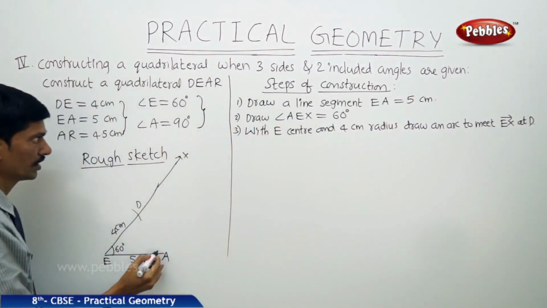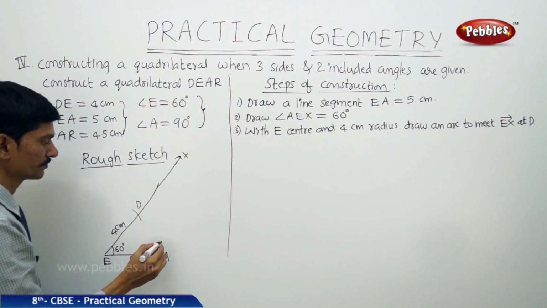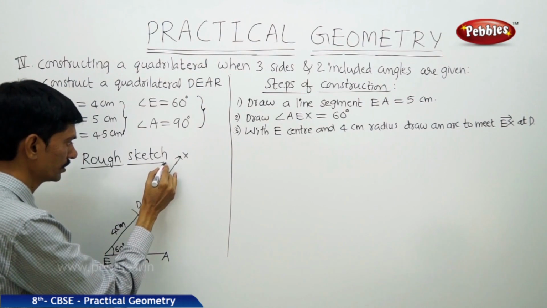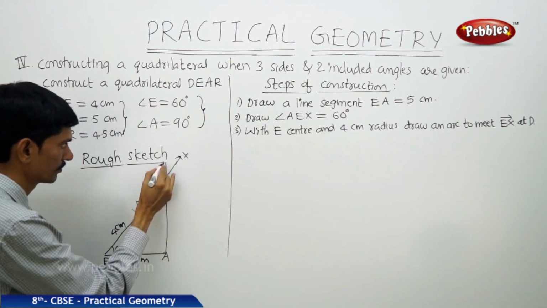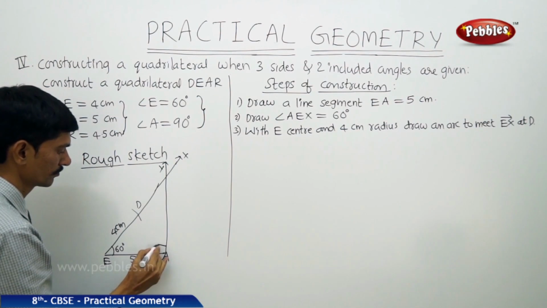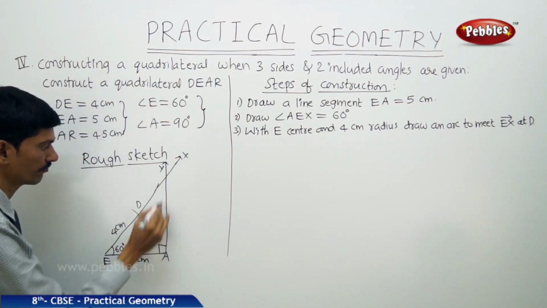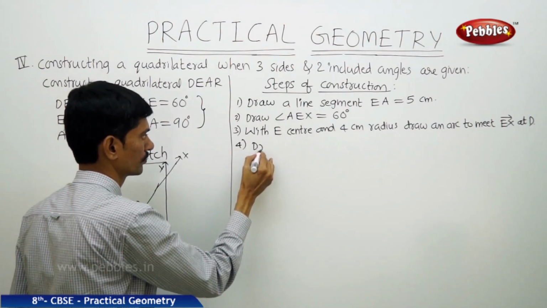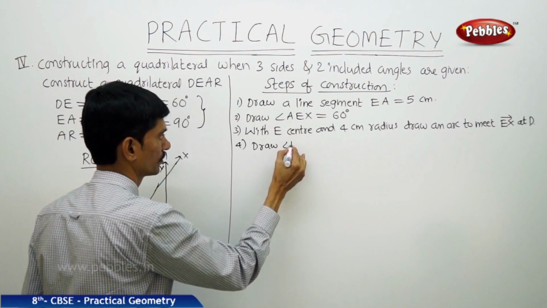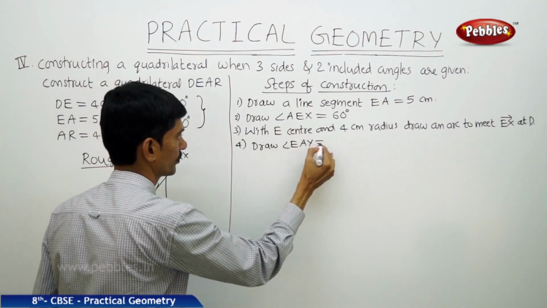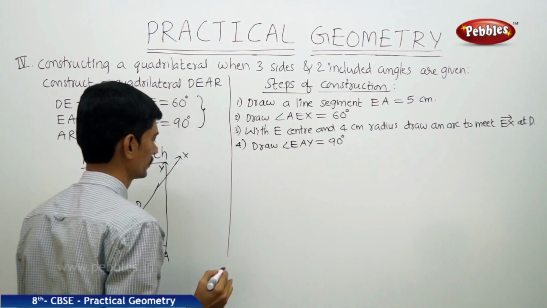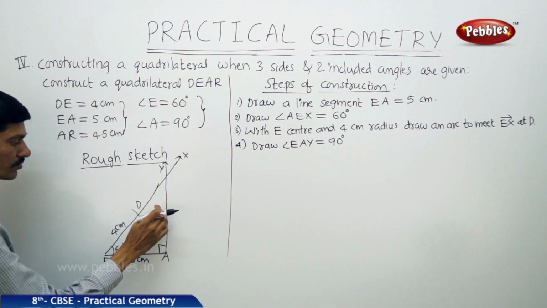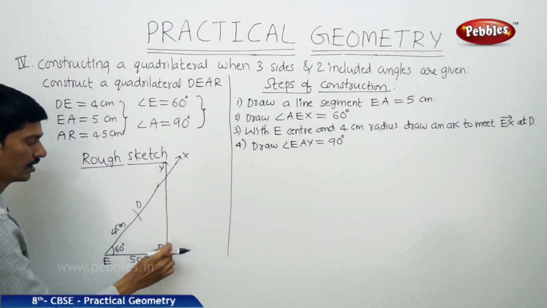Next, angle A is given that 90 degrees. So let us draw angle EAY. So that is right angle. So this is right angle EAY. So this is 90 degrees. So draw angle EAY equals to 90 degrees, means right angle. Next, DEAR. So R will be somewhere on the ray AY.